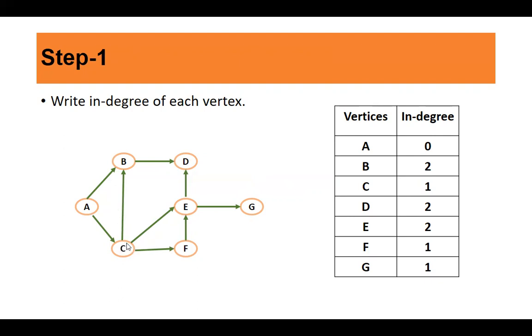Out degree of C is 3. There are 3 arrows going out from the C, but there is only one coming towards C. So in degree is 1. Now in degree of D, D has 2 arrows coming towards it. So in degree of D is 2.